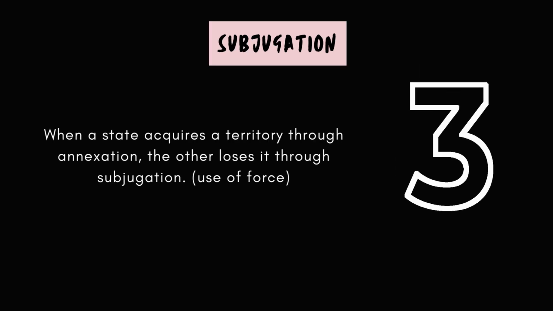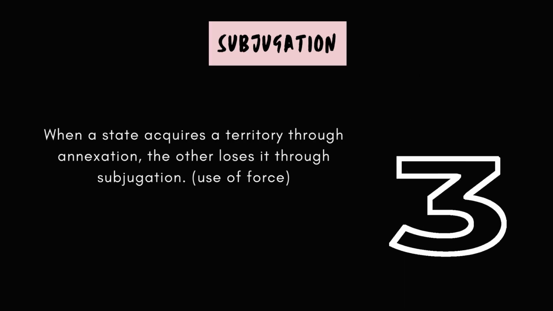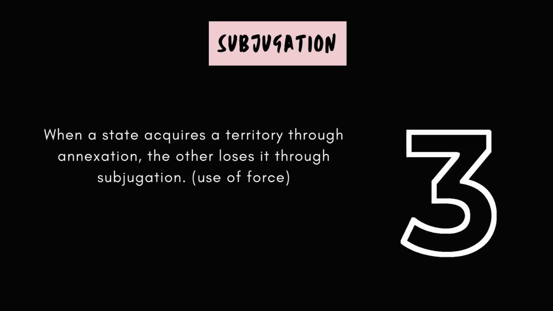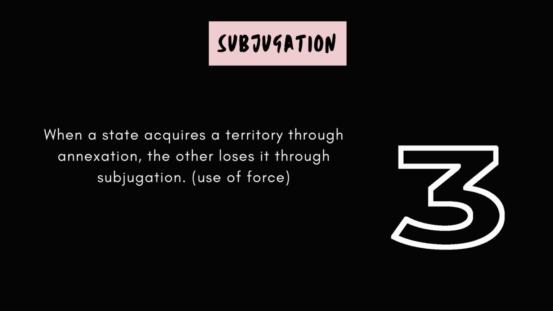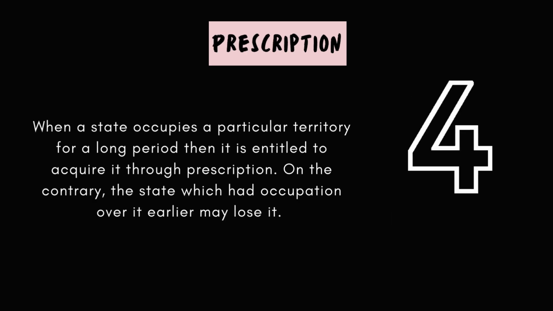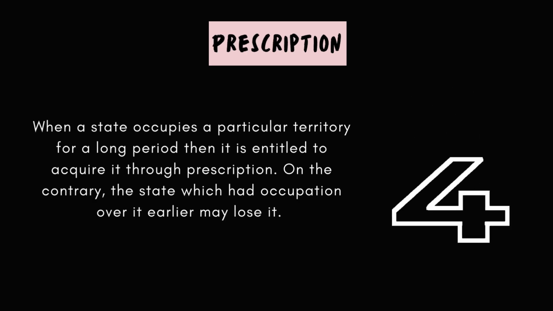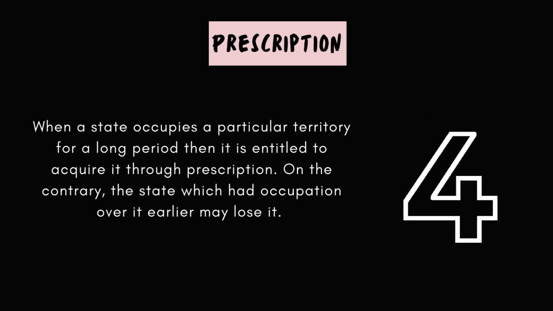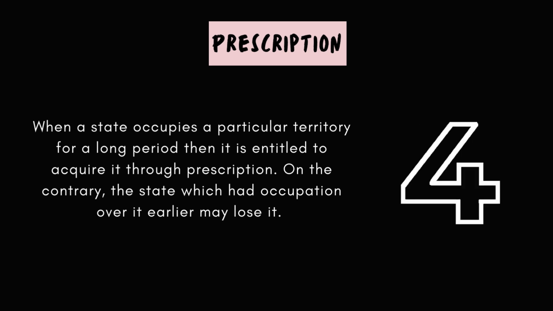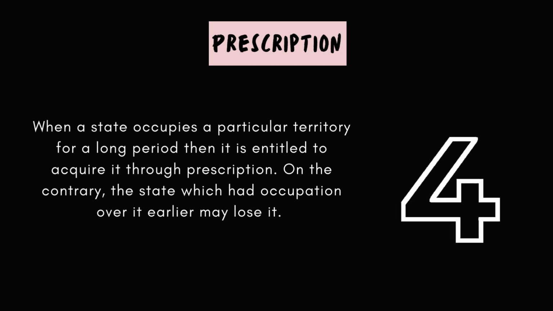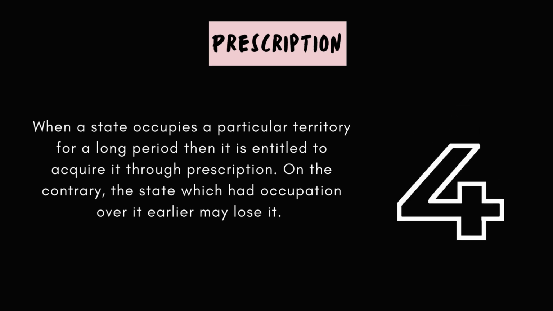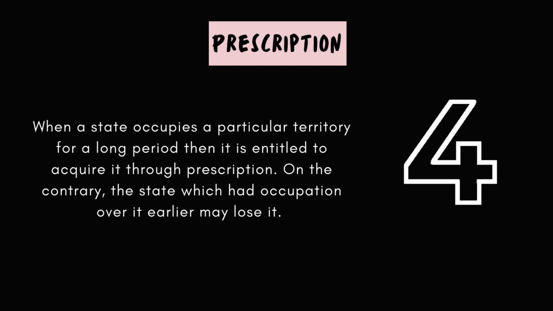Next is subjugation. When a state acquires a territory through annexation, the other loses it through subjugation. The use of force is involved in this process. Yes, prescription is also a mode of loss of territory. When a state occupies a particular territory for a long period, then it is entitled to acquire it through prescription. On the contrary, the state which had occupation over it earlier may lose it.